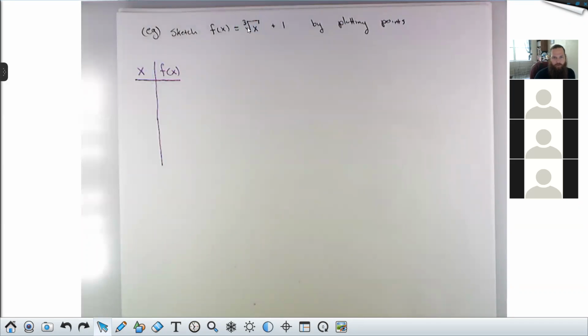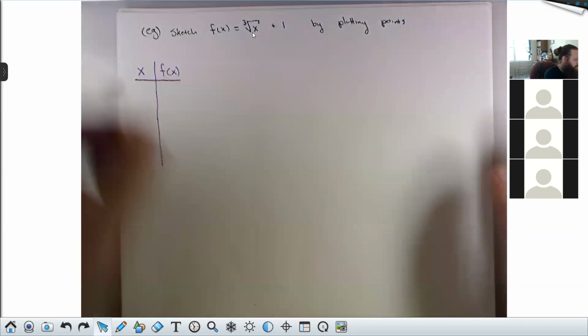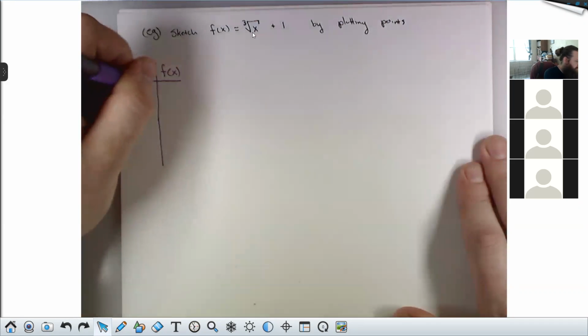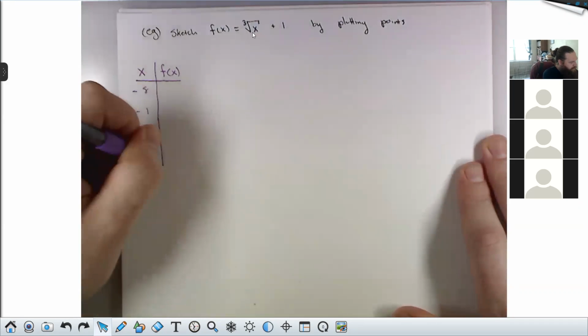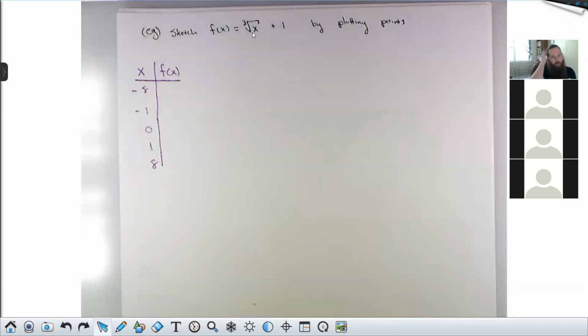So the cube root of a number isn't nice most of the time. Like the cube root of 2 or 3 or 5, those are all really nasty. But the cube root of 8 is nice. The cube root of 1 is nice. So let's use some nice numbers like -8, -1, 0, 1, and 8. The next perfect cube is 27. So that would require big axes. So I'm going to use just these points.